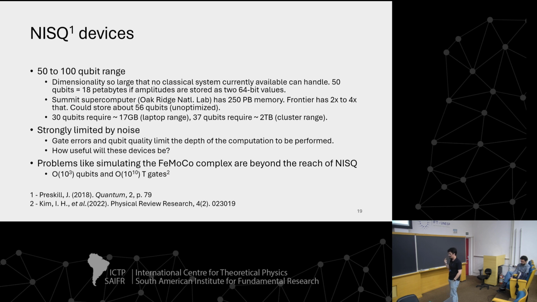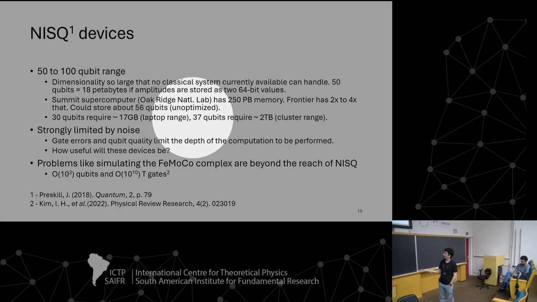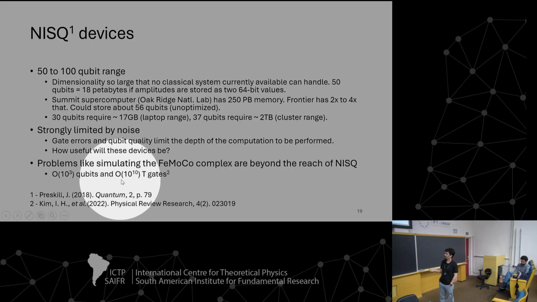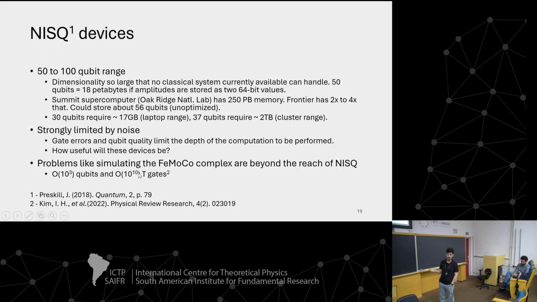And what I mean when I say that the more ambitious goals of quantum computing are still out of reach is that to simulate this molecular complex, which is the one responsible for fixating nitrogen in plants, we would still need thousands of qubits and billions of T-gates. So, yeah, it's some years away, even for the best computers.